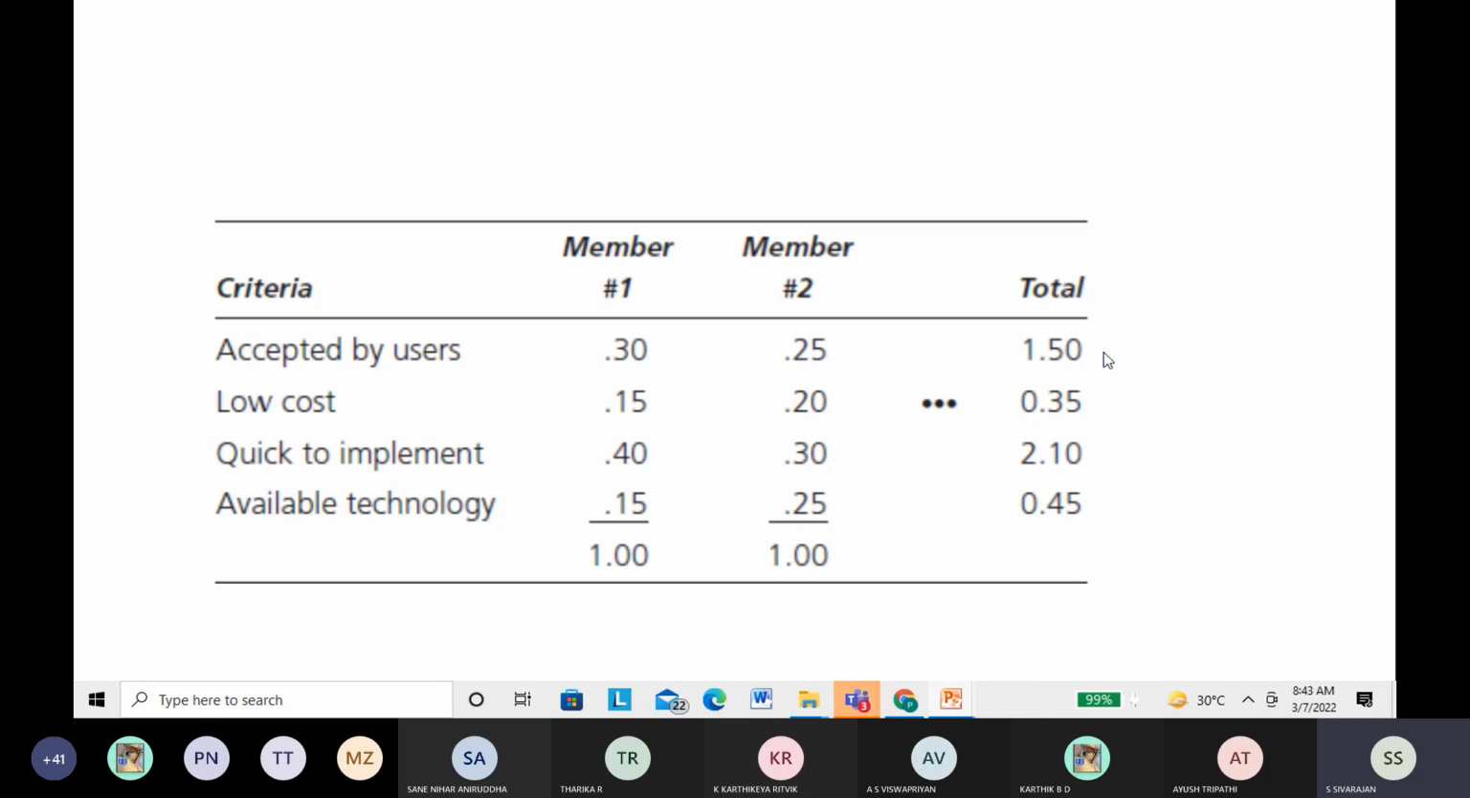0.35 plus 0.25, because they have added other things. Why did the total come? Because this is for other members, who have not come. So finally, accepted by users has a weightage of 1.5, and low cost is 0, not very important. Quick to implement, everybody says so, is 2.1. Available technology is 0.4. This way you create a weightage for all the criteria.